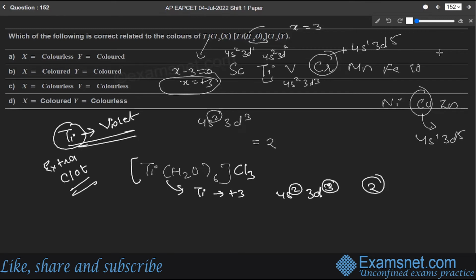So in TiCl3 and also in this compound, titanium is plus 3 and has an unpaired electron. I'll tell you the IUPAC naming in the following chapter when I teach it. Mark my words, if there is an unpaired electron, the solution is colored. So option B matches the question: X is colored, and Y is colored. So let's go to the next question.